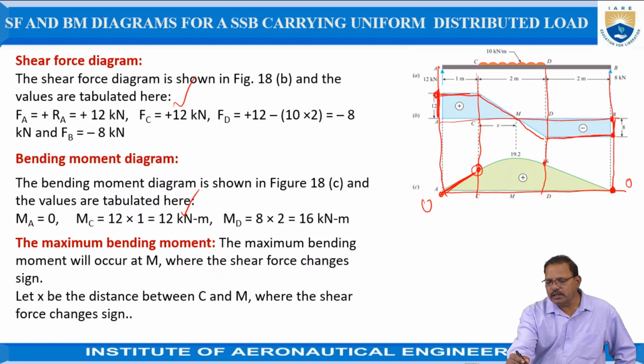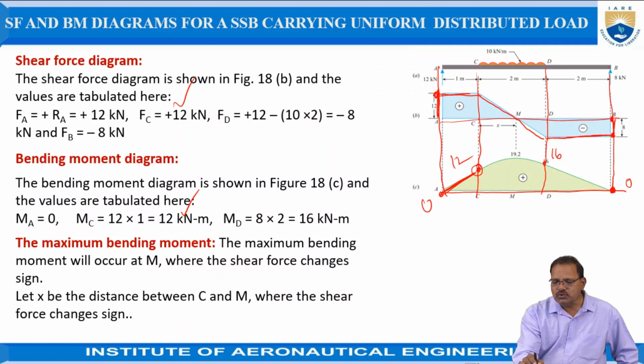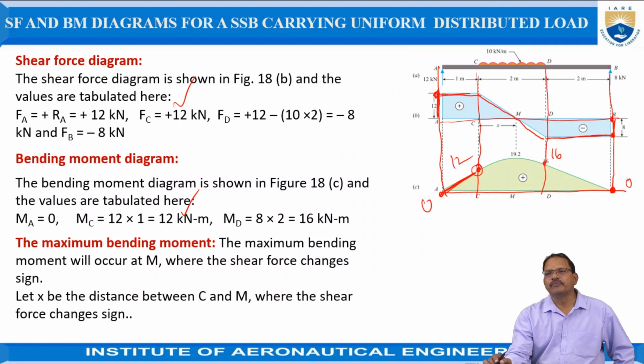So the bending moment at D, we can take from the right hand side forces. That is RB into the distance BD, which is equal to 2 meters. That is, it is equal to 8 into 2, which is equal to 16 kilonewton meters. Here it is given 12 values. Now between these two, the remaining is required.